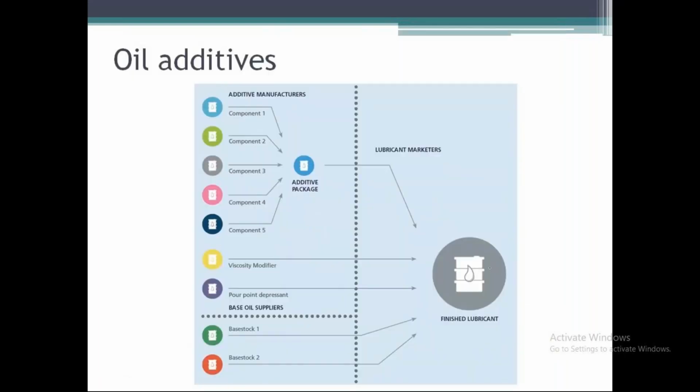Now, this is how the packages will come. Most of the industries buy this additive package and mix it with the base oil stock they have. They won't do much research here. They will just buy the package because the research has already been done. So they combine the base stock with the additive package.